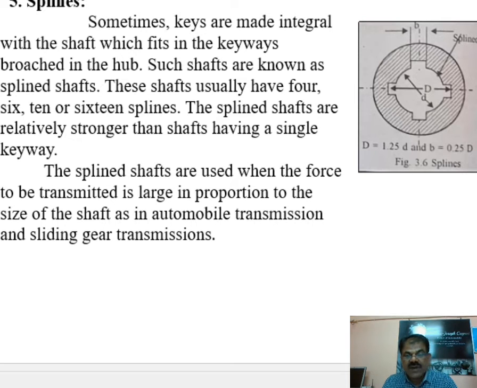The splined shafts are used when the force to be transmitted is large in proportion to the size of the shaft, as in automobile transmission and sliding gear transmission.